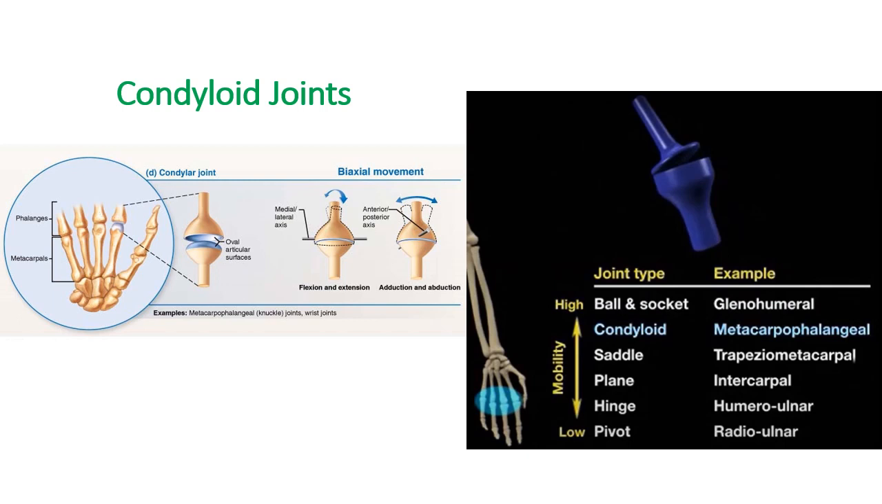Okay, so the next type of joint that you have here is the condyloid joint. This is a type of joint that allows for 2 axes of movement. That would be like the bending and the stretching, right? So in 2 forms, this is biaxial movement. So here's the shape for your condyloid joint. And where do you find those joints?